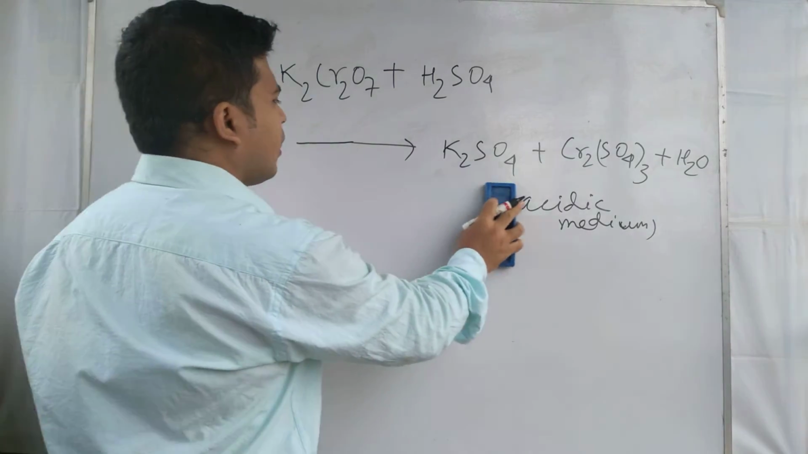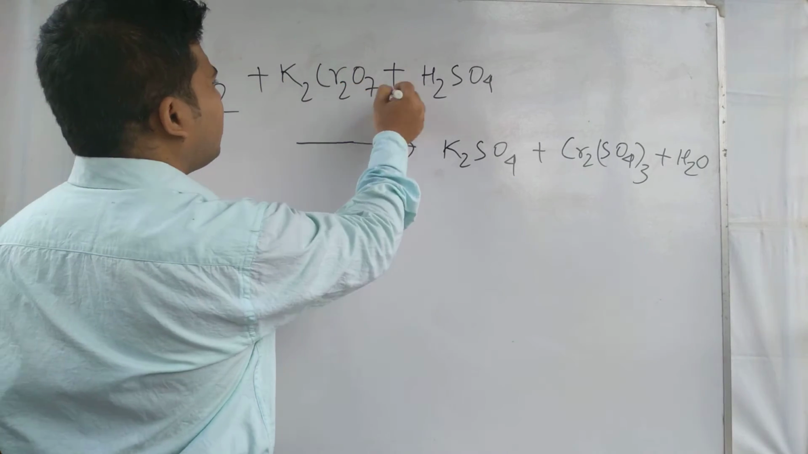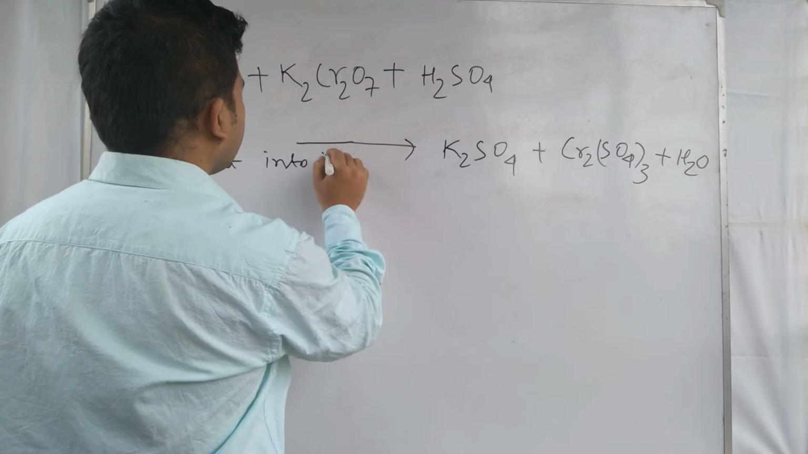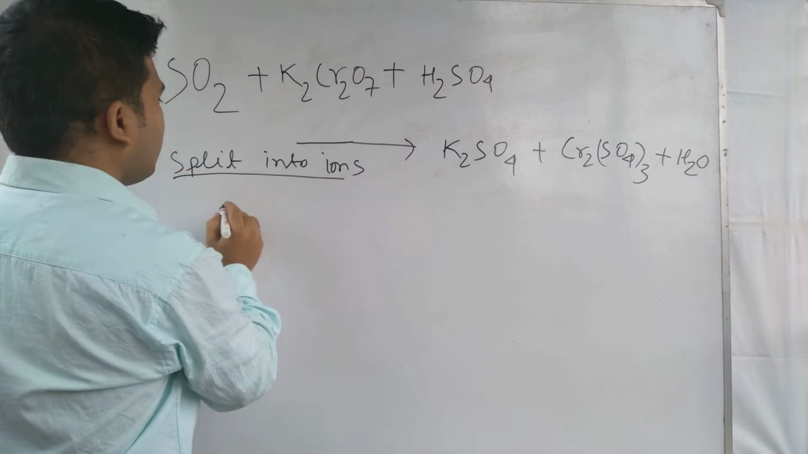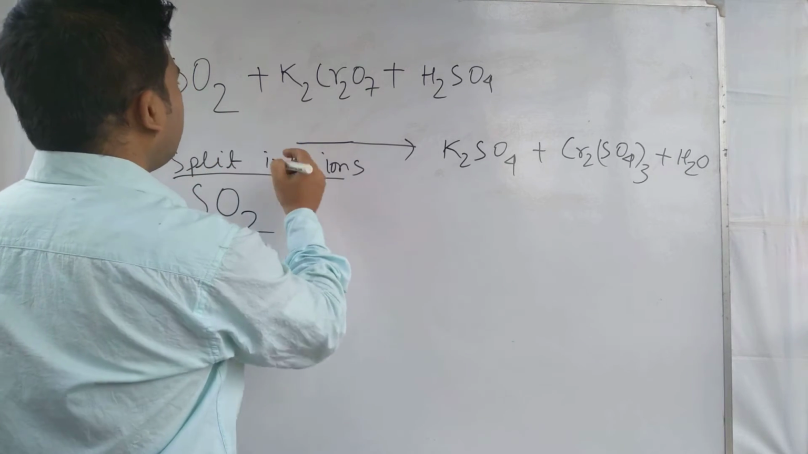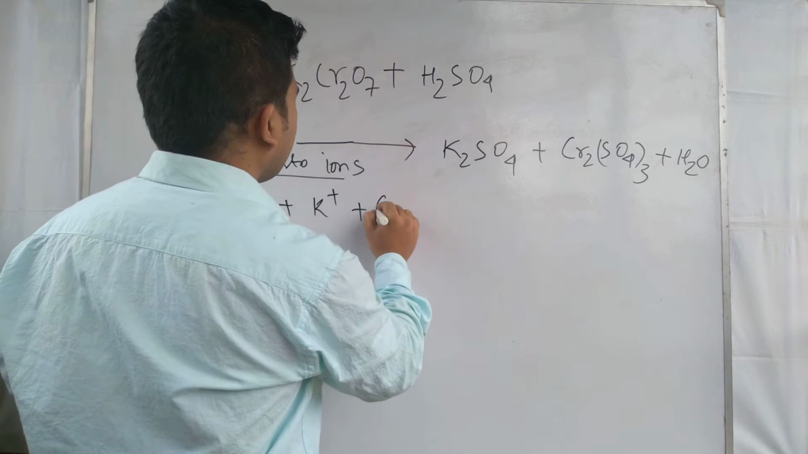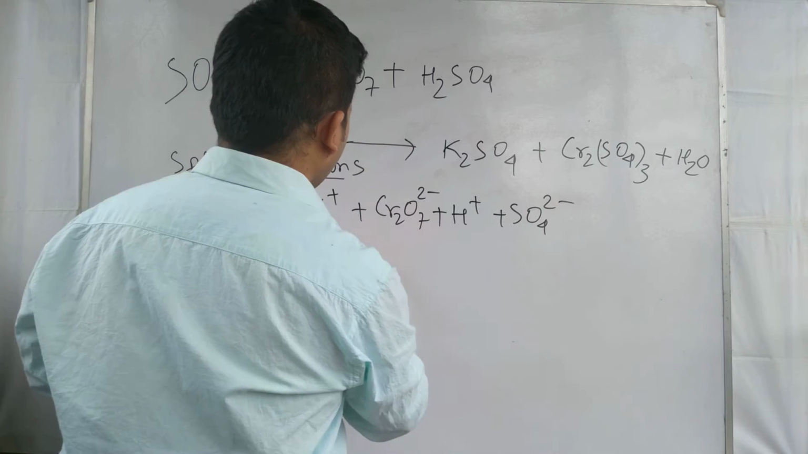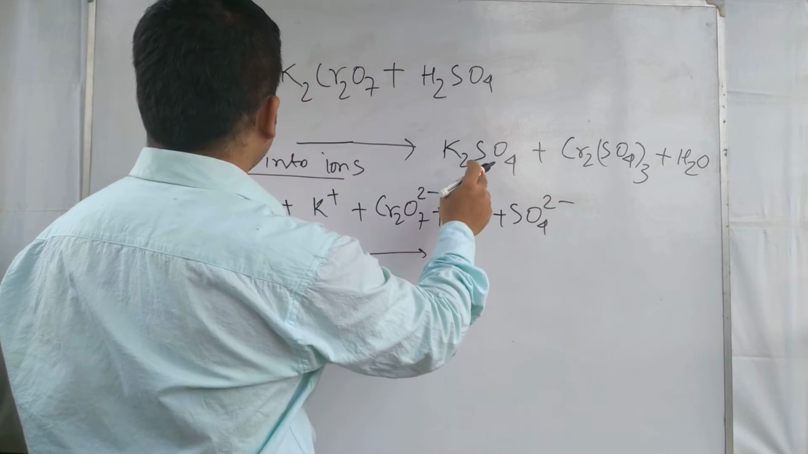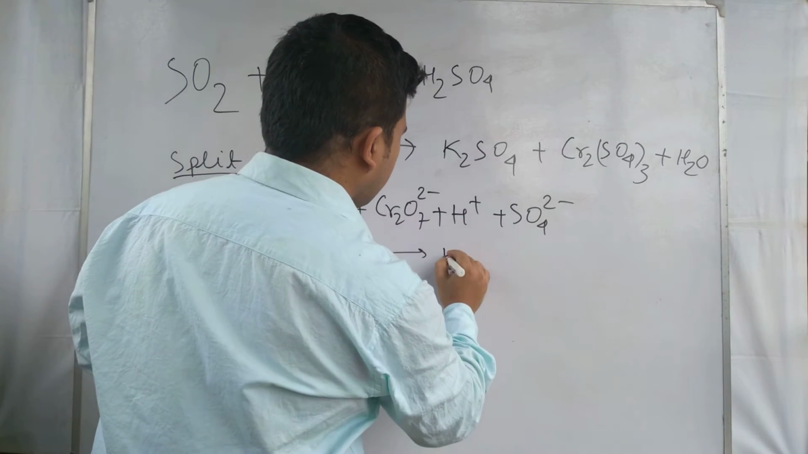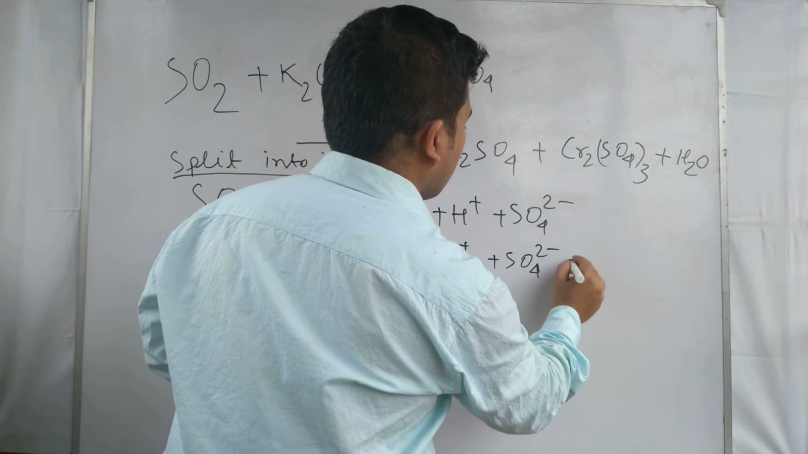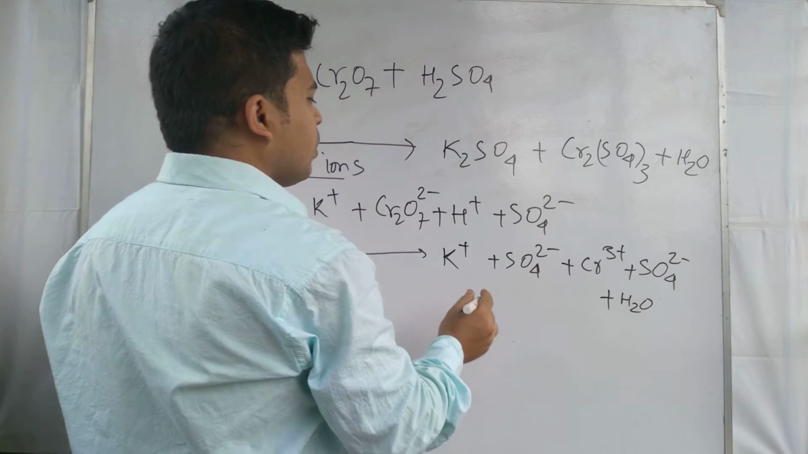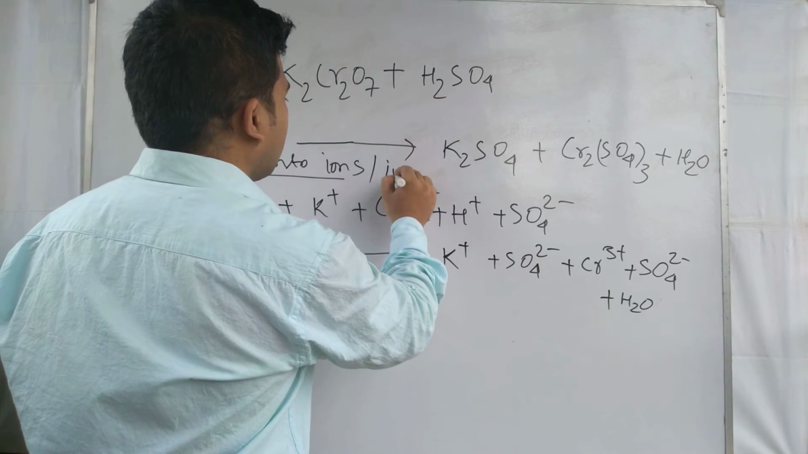Your first step is splitting into ions. We split this equation into ions. SO2 is a molecule, so we cannot split it, but potassium dichromate splits as K+ and Cr2O7 2-. H2SO4 splits as H+ and SO4 2-. After splitting on the product side, potassium is K+, chromium is Cr3+, sulfate is SO4 2-, and there is the water molecule.